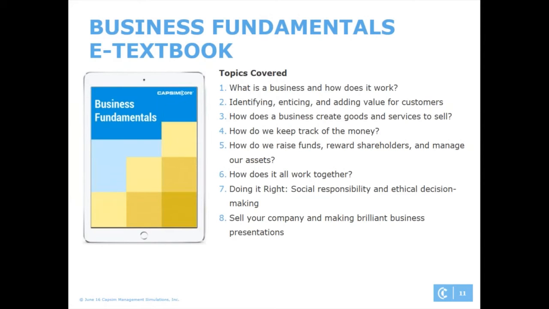So some of these topics that are covered in the e-textbook are right here. And as I mentioned, there are 8 in total. Some of the key ones that we can take away: how a business creates goods and services to sell, how they keep track of the money, how it all works together, how to bring in social corporate responsibility and ethical decision-making into the daily lives of business managers.